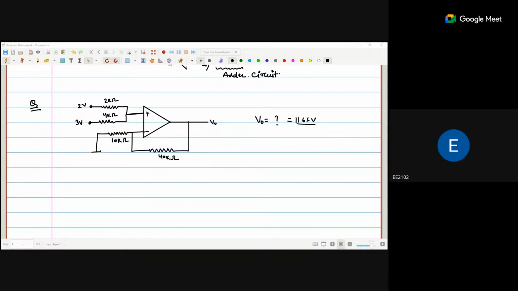Anyone who can't solve this question? Or should I explain how to solve this type of question? Anyone who is not able to solve this question? Student, please speak. If you can't speak, I can't say. Sir, can you explain? Okay, I will explain.